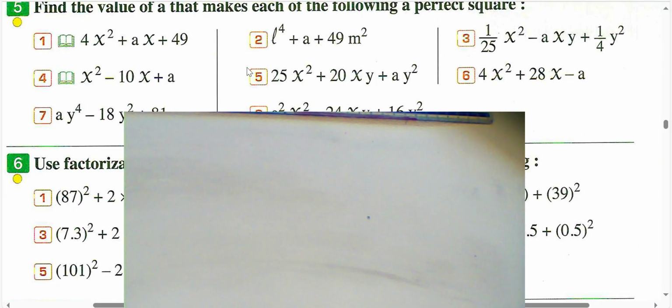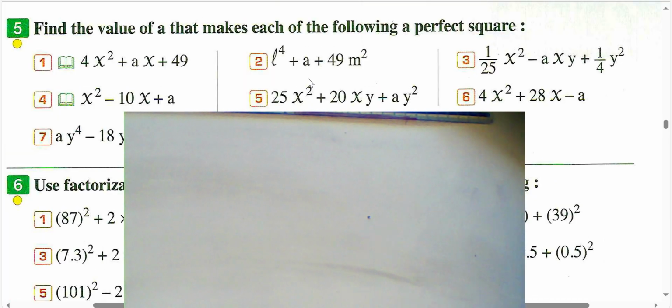Find the value of a that makes each of the following a perfect square. Question number 2.